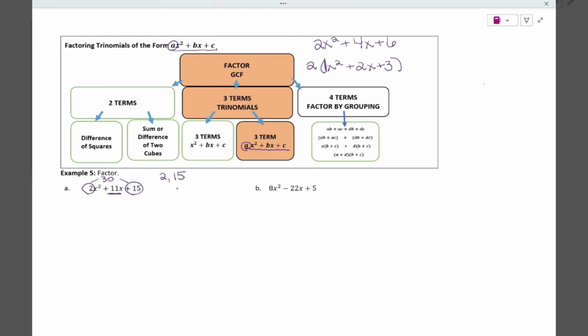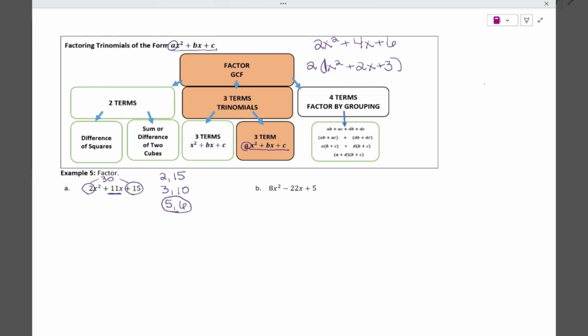When I add those, I get 17, not 11. Okay, let's try another pair. I know 3 and 10 is 30. When I add those, I get 13. I need an 11. That's not the pair. 5 times 6 is 30. When I add those, 5 plus 6 is 11, so that works. So those are the numbers that I'm going to use.